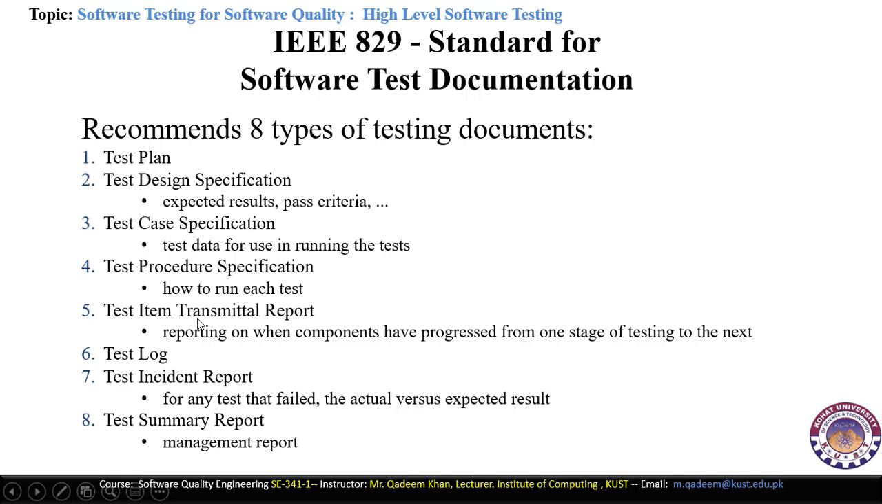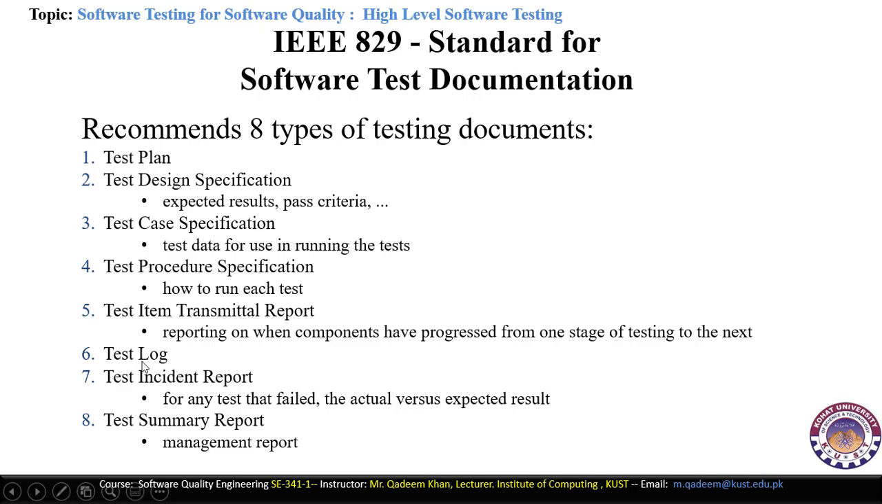Test item transmittal report. Here we create a report that the components have progressed from one stage of testing to the next stage. So whether the testing has been successfully traced and all the defects in the system have been recovered or not. The test item transmittal report will identify when the components have progressed from one stage of testing to the next, and it contains all this information.